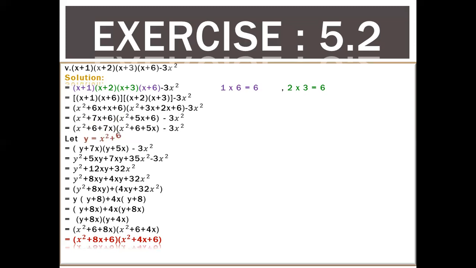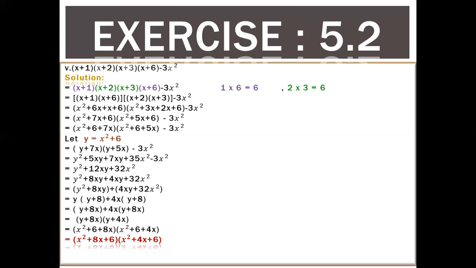It means that now we suppose that x square plus 6 is equal to y. In the previous part, we supposed y to be the x square term and x term, but in this case, we take x square and the constant term. Y is equal to x square plus 6. When you put the values, you see that (y plus 7x)(y plus 5x), after the multiplication, the new expression becomes y square plus 12xy plus 32x square.